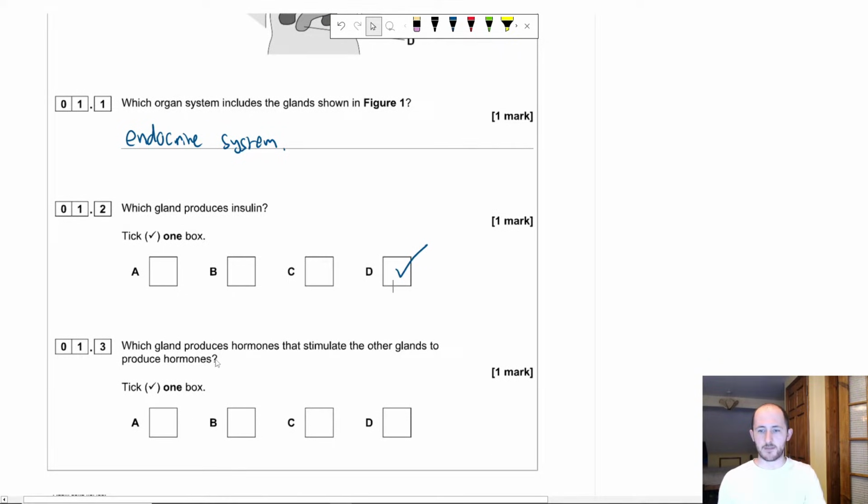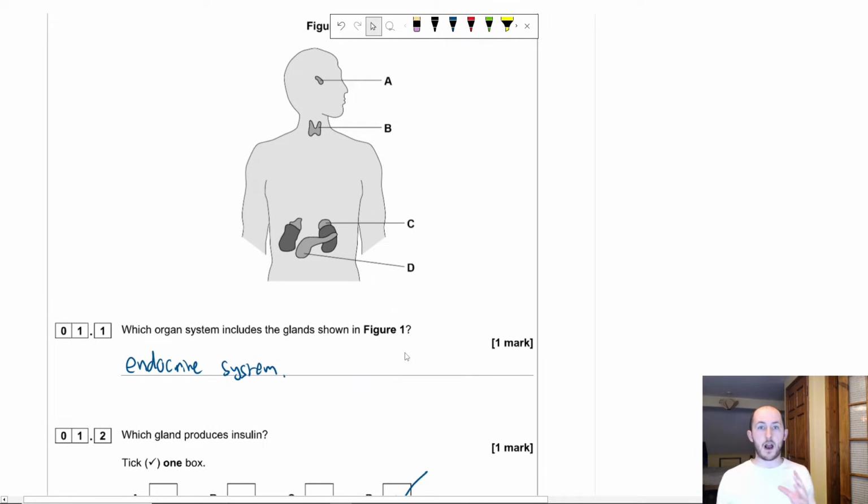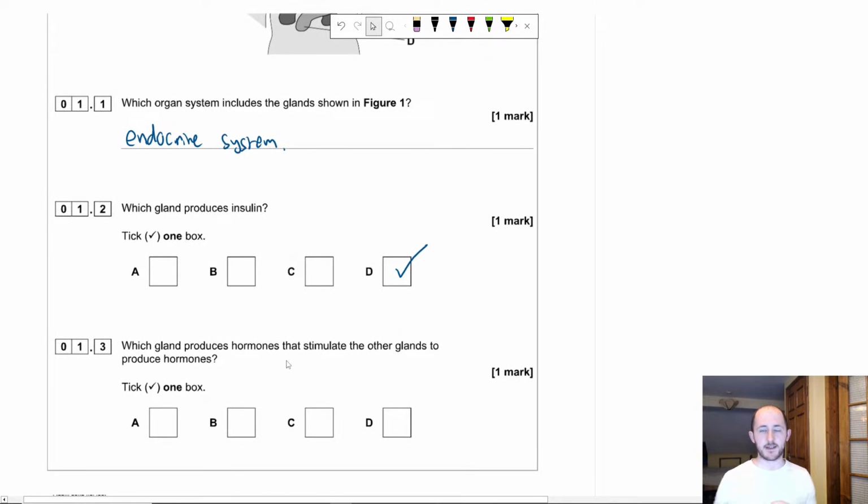Then it says which gland produces hormones that stimulate the other glands to produce hormones. So essentially, the way I think of this is the gland that controls the other glands in the endocrine system. Now think about it. What part of your body controls the rest of your body? You may have noticed I pointed to my head instinctively. So we know it's a gland that's in your head that controls other glands, right? That should hopefully make sense. Everything in your head controls the rest of your body.